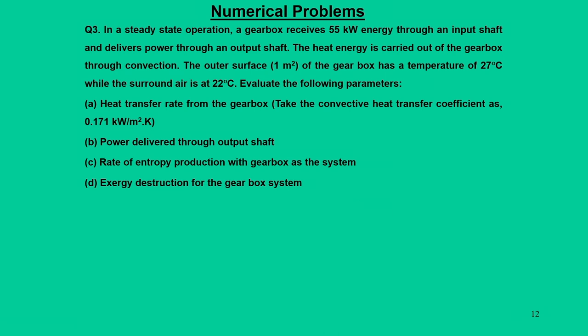The next problem is about a gearbox. What it says is that in steady state operation, a gearbox receives 55 kilowatt of energy through an input shaft and delivers the power through an output shaft. Heat energy is carried out of this gearbox through convection. The outer surface area of the gearbox is given as 1 meter square. It has a temperature of 27 degree centigrade, while the surrounding air is 22 degree centigrade. So, we have to evaluate the heat transfer from the gearbox.